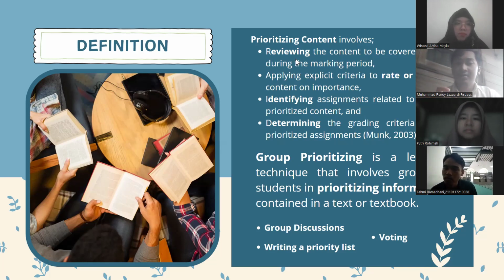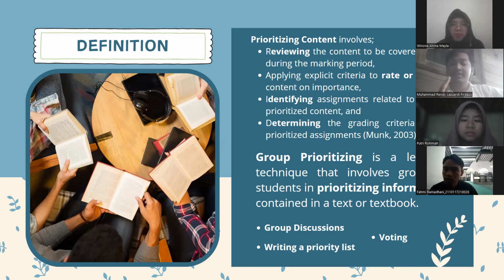So group prioritizing still contains the four steps defined by Meng. The first one is they must review the content that they will be rating. The second is they must rate or rank the content. Is it important? Is it not? And then the third one, they must identify the assignments related to it. And then the last one, they must determine which one is important from the most to the least. That is basically group prioritizing.